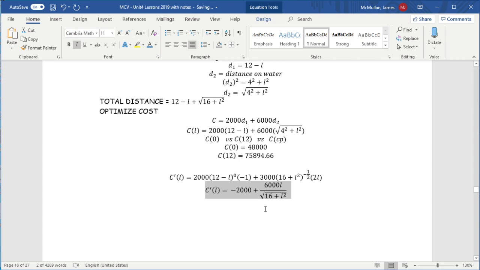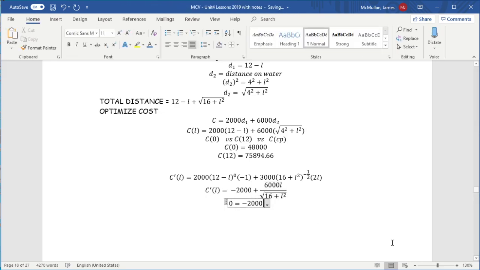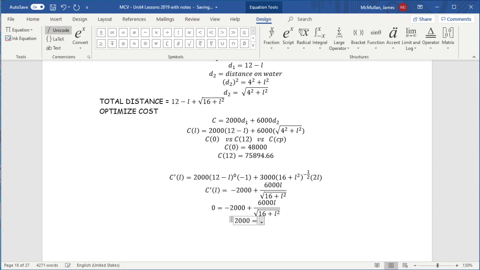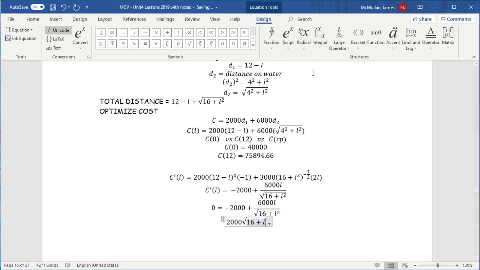Now, if you can find a critical point where the derivative is equal to 0 in the interval we're looking for, then that could be a candidate for the absolute min. So C prime equals 0 means 0 equals negative 2000 plus this chunk. To solve this, I'm going to put the 2000 on the other side, and multiply the square root of (16 plus L squared) to the other side, and this is equal to 6000 L.